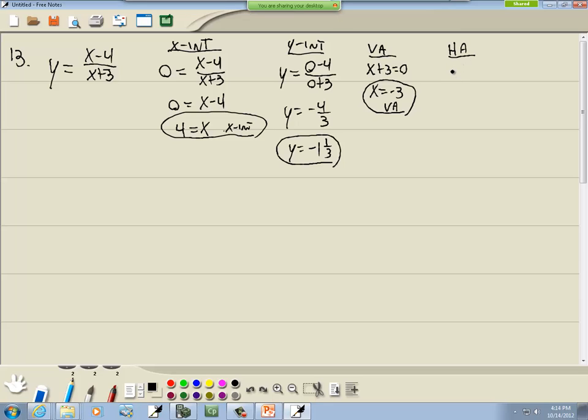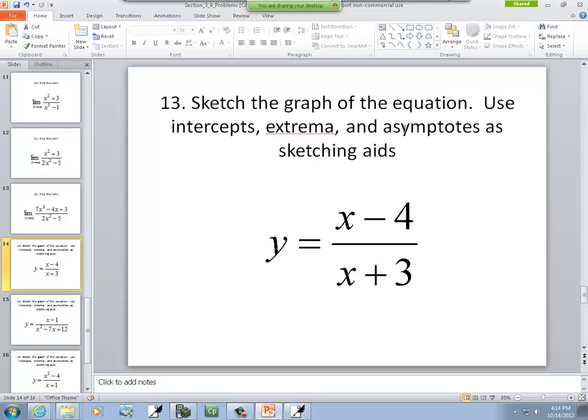Well, let's find our horizontal asymptote. Degree of the top is 1, degree of the bottom is 1, so the degrees are the same. So for our horizontal asymptote, we take the number off the front of the x to the largest power, so we'd have 1 over 1, or y is equal to 1. Okay. So that's the information we have so far. Now that's the intercepts and the asymptotes.